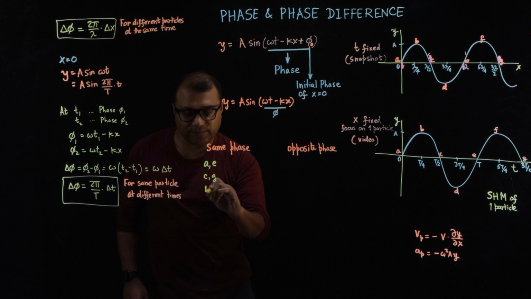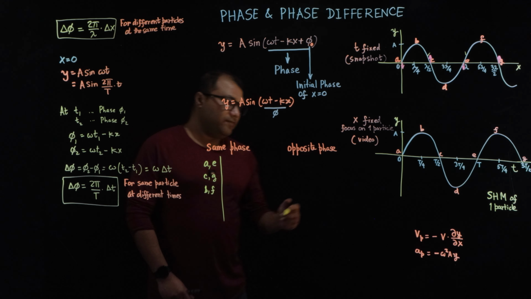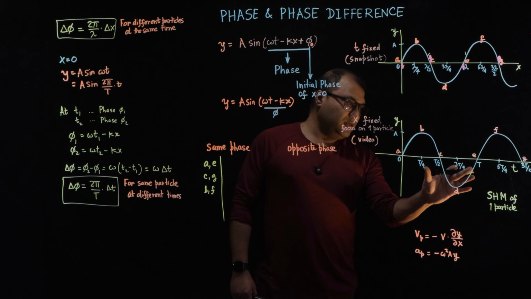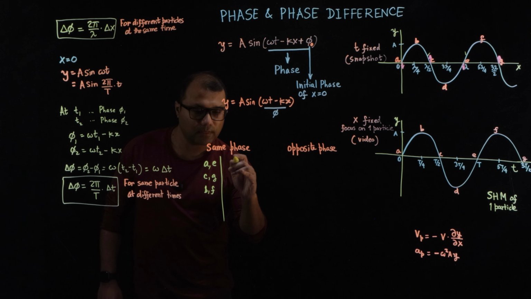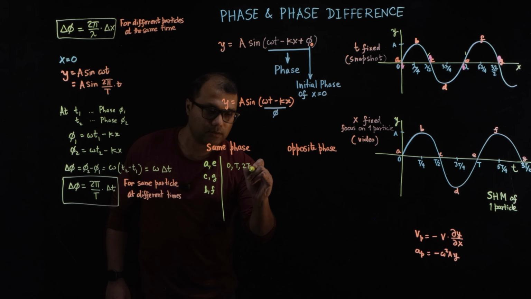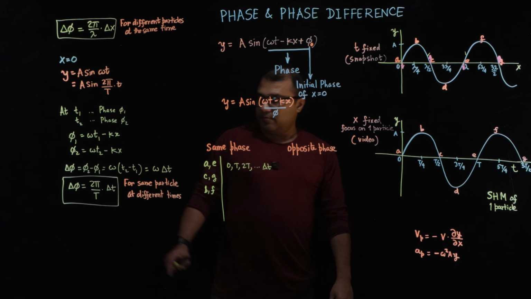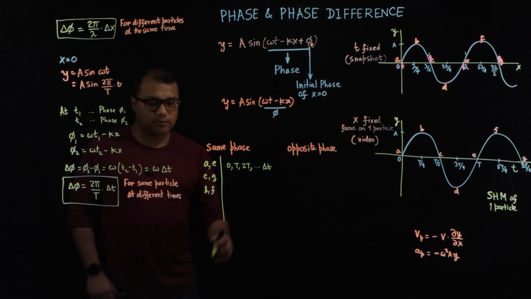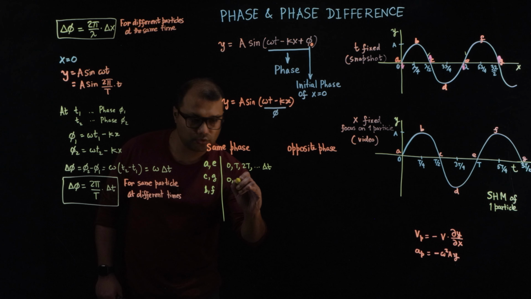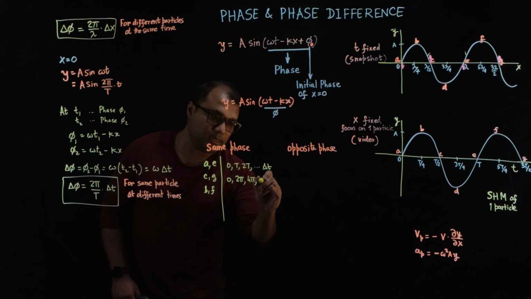B and F will be in same phase. All right. So the same phases will happen at T, 2T, 3T, like that. Actually, we should start with 0T, T, 2T, like that. So this is delta T. And from the value of phi, when it is 0, then when it is T, it is 2 pi. When it is 2T, it is 4 pi, 6 pi, and such. So this is delta phi.